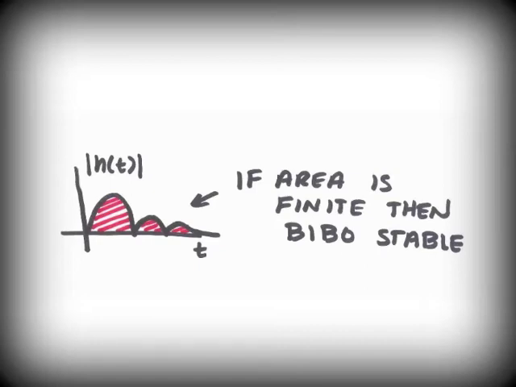Now the absolute value of h of t will look like this, and then that integral is the area underneath the curve. So if the area underneath the absolute value of the impulse response curve is finite, then the system will be bounded input, bounded output stable.